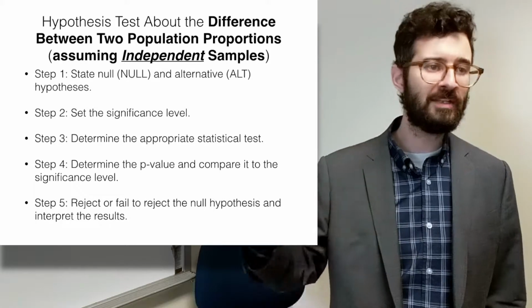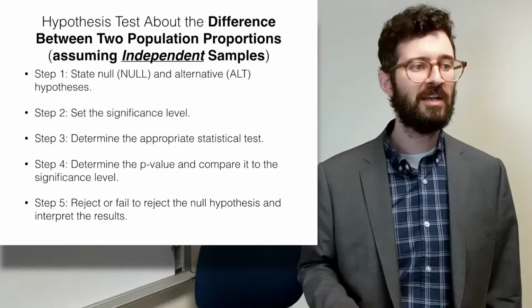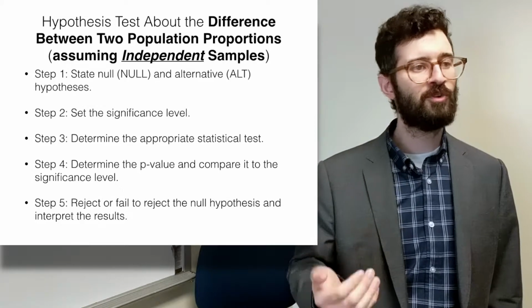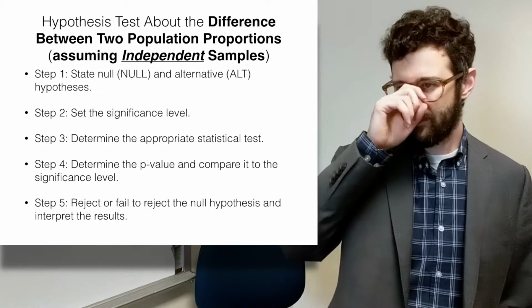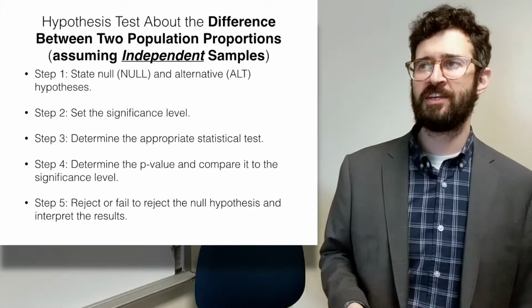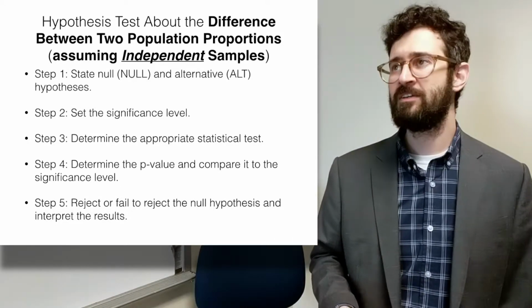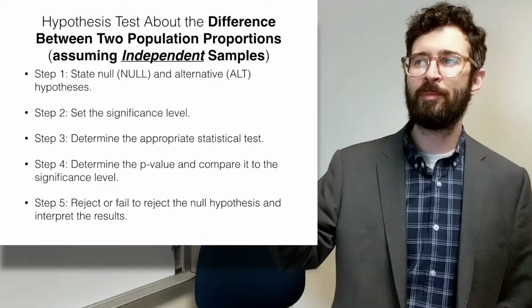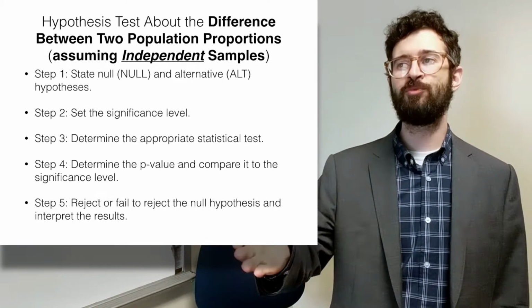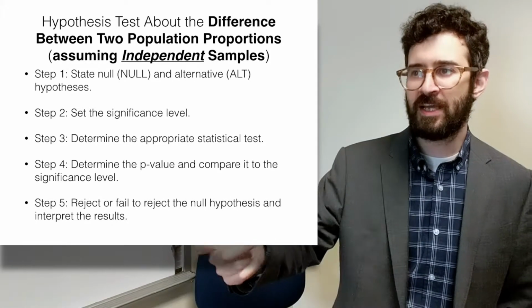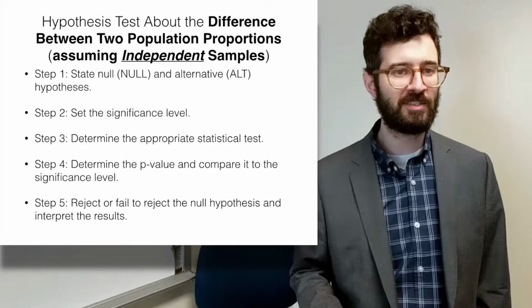That they are more likely to experience victimization than sophomores, juniors, or seniors. If you're in this situation, then you'll want to conduct this kind of test of hypotheses. So a hypothesis test about the difference between two population proportions, assuming independent samples. Now, all of these steps are the same steps that we've already talked about.